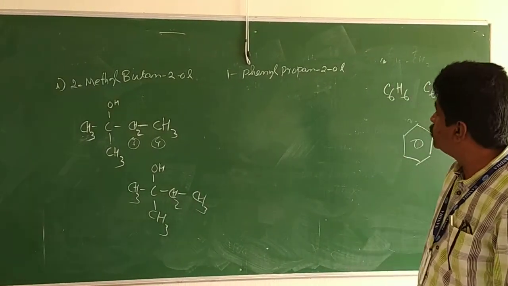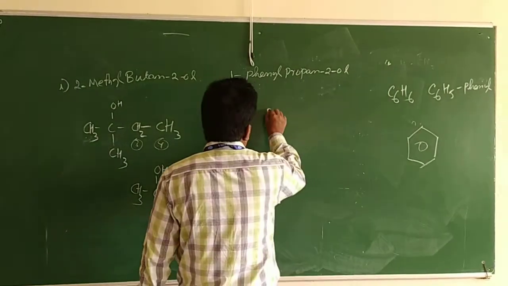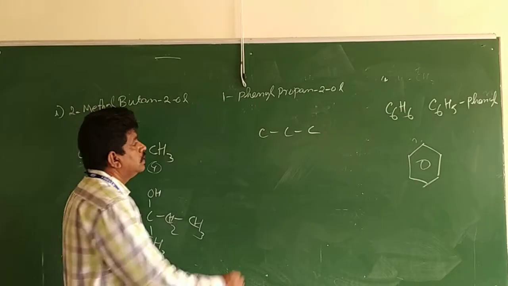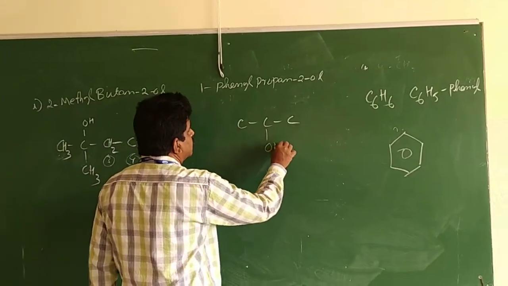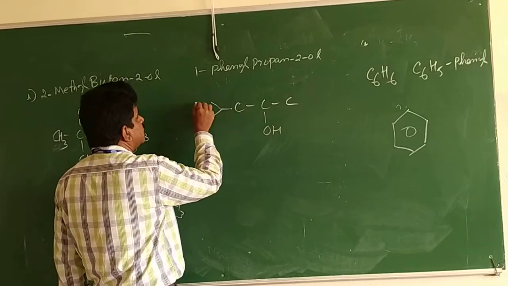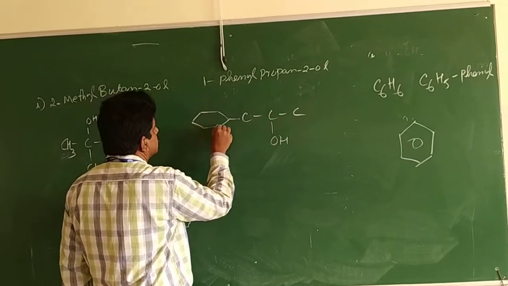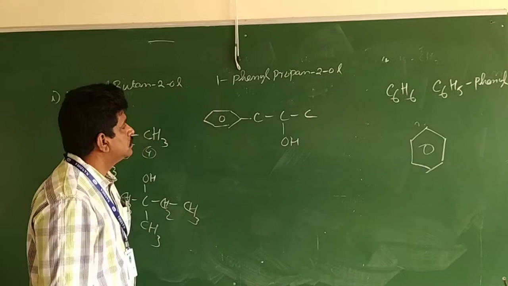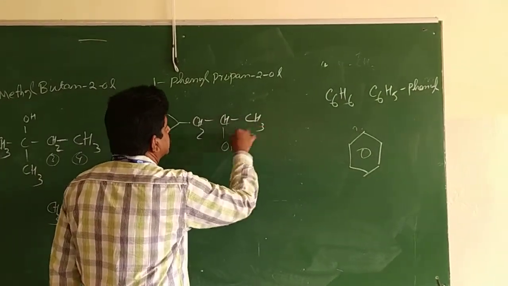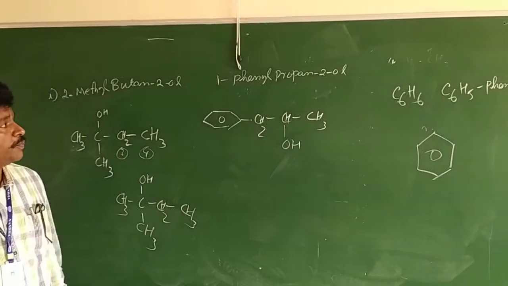1-phenyl propan 2-ol. So the parent compound is propane: 1, 2, 3, propan 2-ol. At the second place the OH group, and at the first place we can write one phenyl group. This is the phenyl group. So CH2, CH, CH3. This is 1-phenyl propan 2-ol.